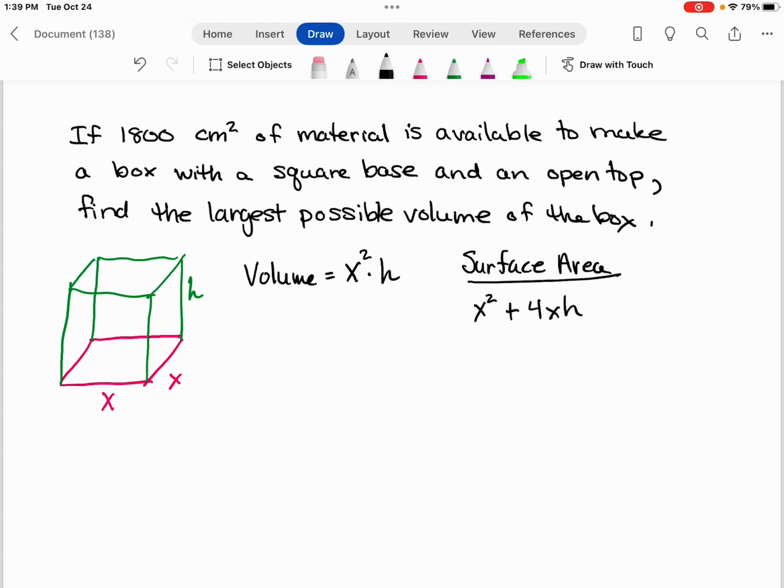And we know that we have 1800 centimeters of material for that. So I'm going to set this equal to 1800 centimeters squared. And this is what I'm going to use to solve for h and substitute it into our volume equation so that we have everything in terms of x. So when I solve this for h, I'm going to get 1800 minus x squared, and then I divide by 4x. So this is my h. So now I have to go back and substitute this h in here so I have everything in terms of x.